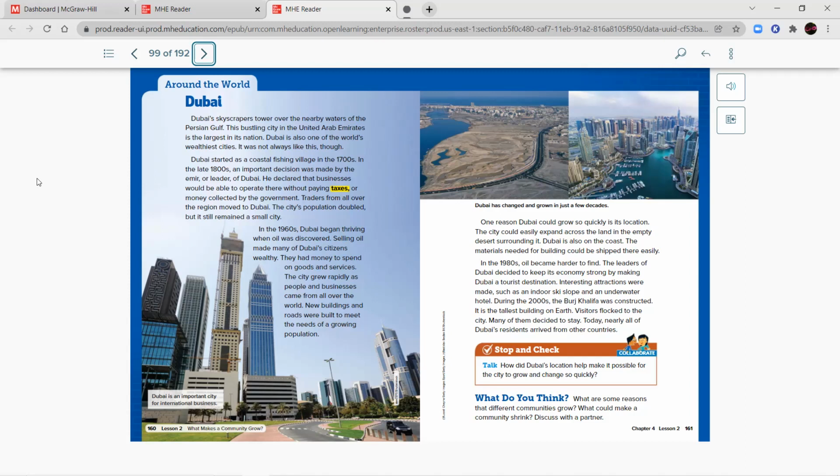Today, nearly all of Dubai's residents arrive from other countries. So another thing I can list in my graphic organizer was that people moved to Dubai because they could open their businesses and not have to pay taxes there. So they were able to save more of their money.